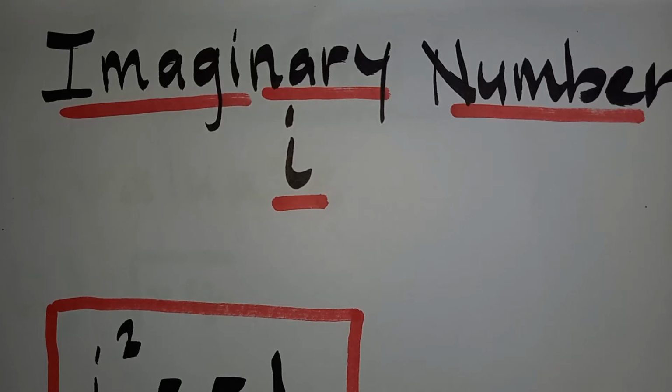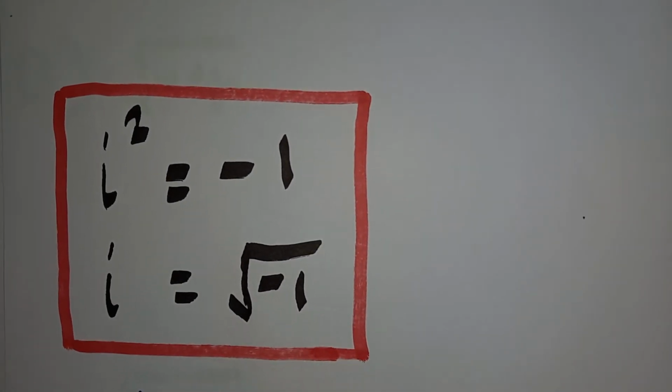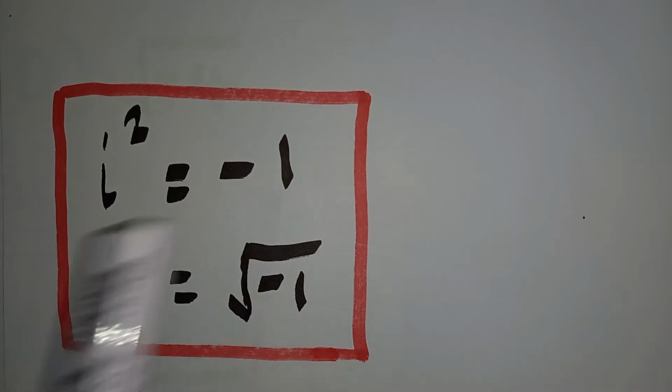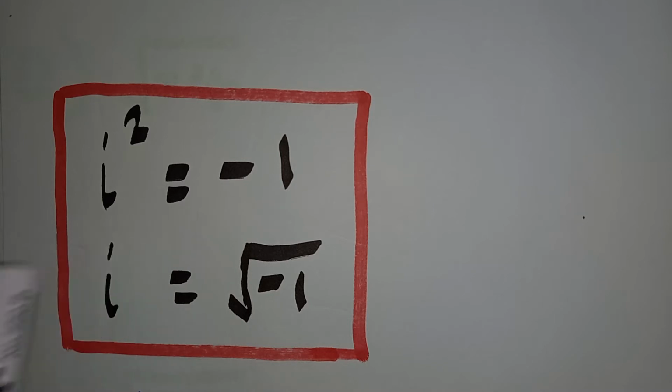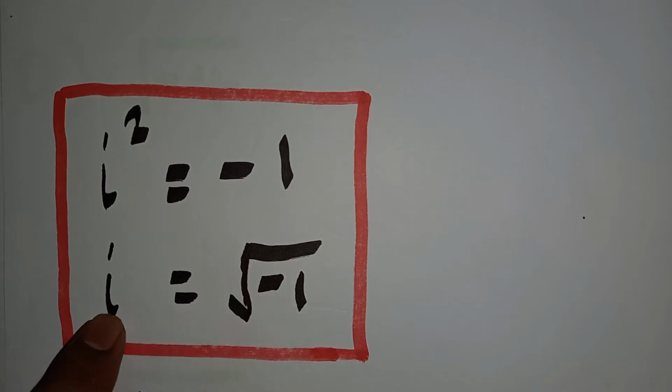In this video, we're going to talk about the imaginary number i. Now, i means the imaginary number. When we talk about complex numbers, we often deal with the imaginary number i. Now, where does i come from? i comes from i squared, and i squared is equal to minus 1. When we make i the subject, we take the square root on both sides, so i becomes root of minus 1.